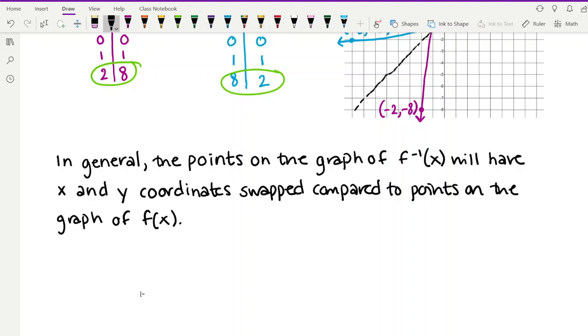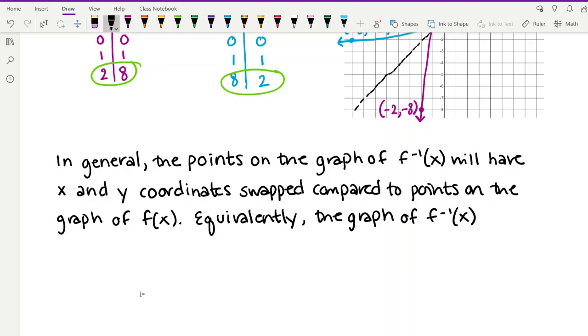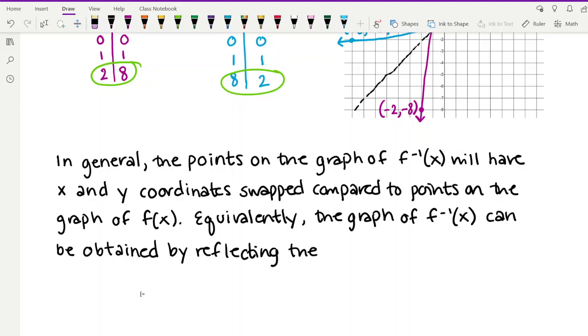And then the other way of thinking about this, like I said, which is equivalent, even though it might not seem obvious that it is, but equivalently, the graph of f inverse of x can be obtained by reflecting the graph of f of x over the line y is equal to x.